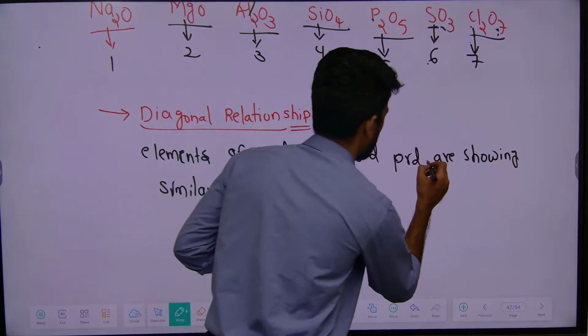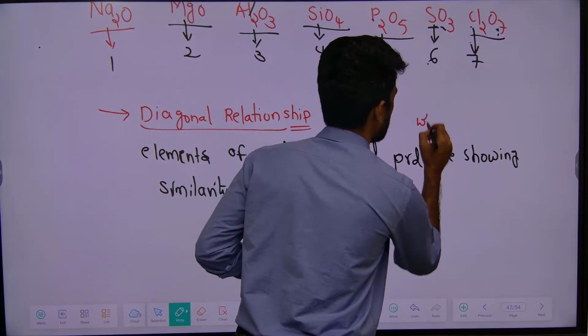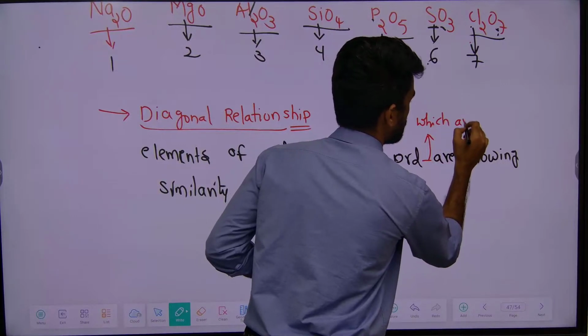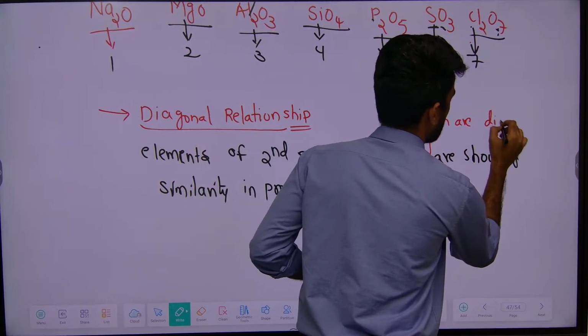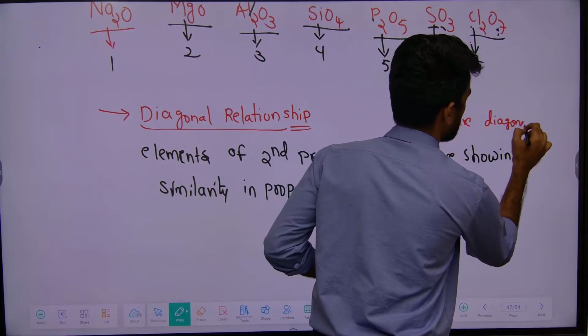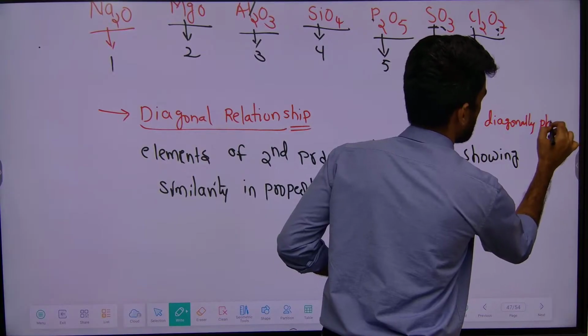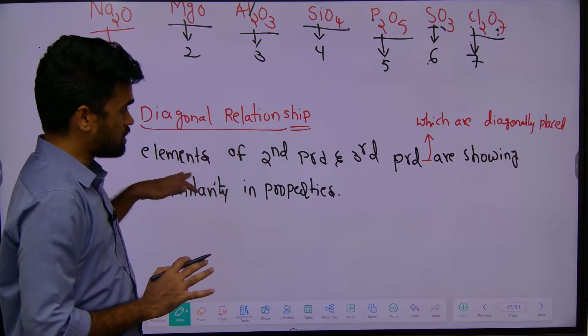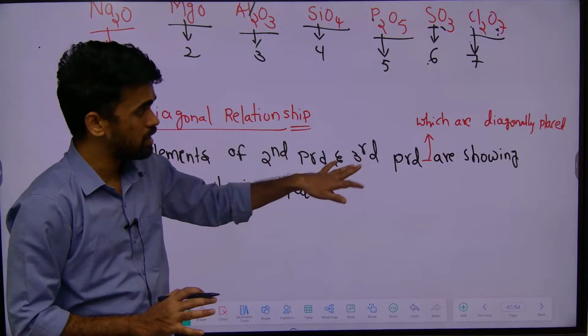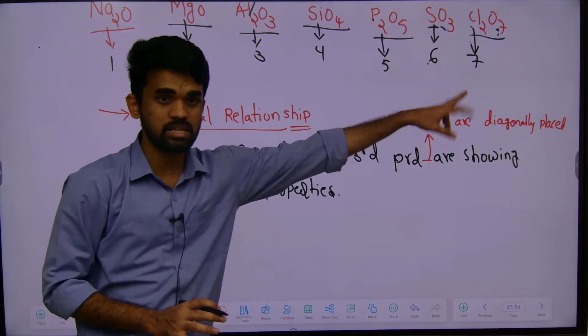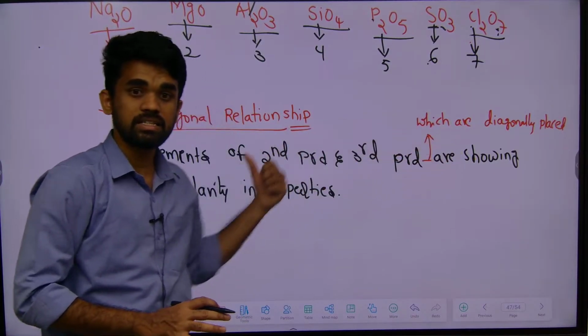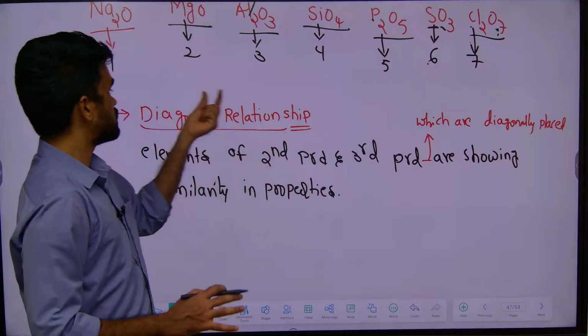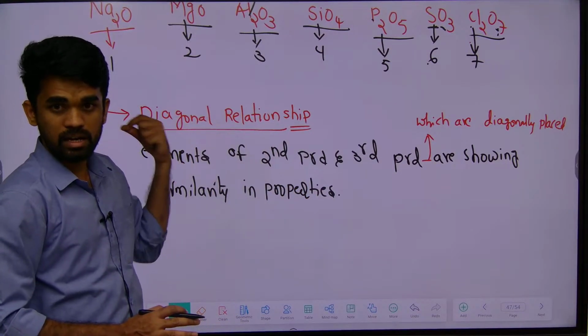I am saying the elements which are diagonally placed. Whether all elements are showing? No. Elements of second period and third period which are diagonally placed are showing similarities in their properties. That relation is called diagonal relationship.